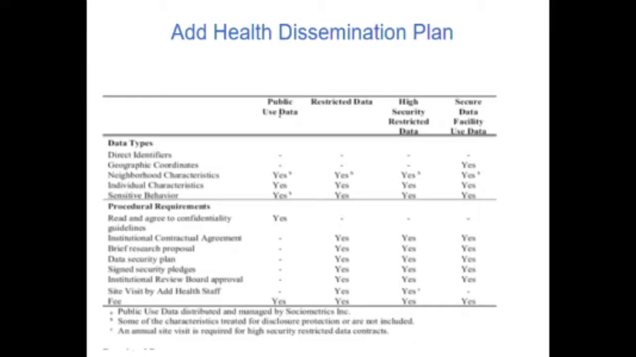So I'm doing okay on time. Here's the dissemination plan. This tells you about the public use data, restricted data, high security data, and then the security data facility, and what information is out there. I didn't include the network data. I just described that. And that tells you what you have to go through there.